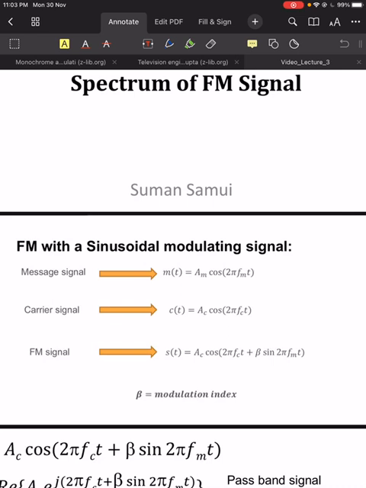So, in this video, I will discuss how to compute the spectrum of FM signal. Okay, so why do we need to calculate the spectrum of FM signal? It's basically we need to find out the overall transmission bandwidth of the FM signal, right?